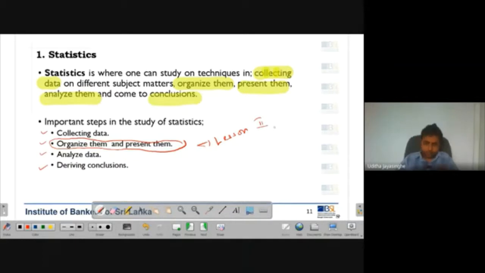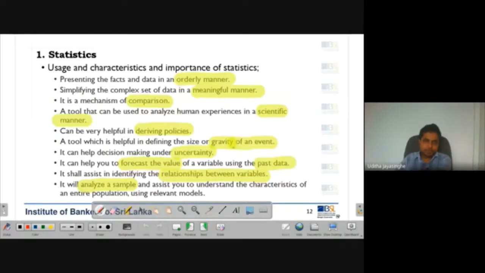I mean, we all know that you can put everything into Excel or PowerPoint, and those software can easily convert any table into a nice graphical representation. But my students, this is where you are at the fundamental level. You need to do it using a pen and a pencil. That's why we are learning the organizing part in lesson number 2.